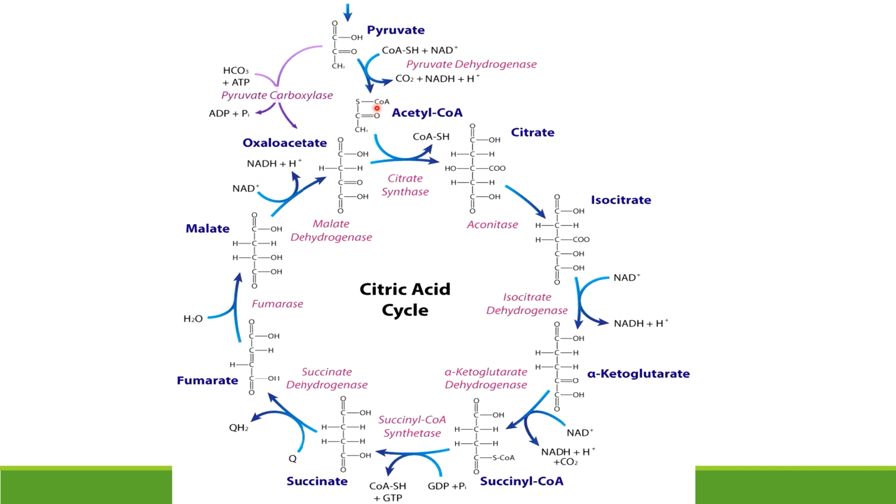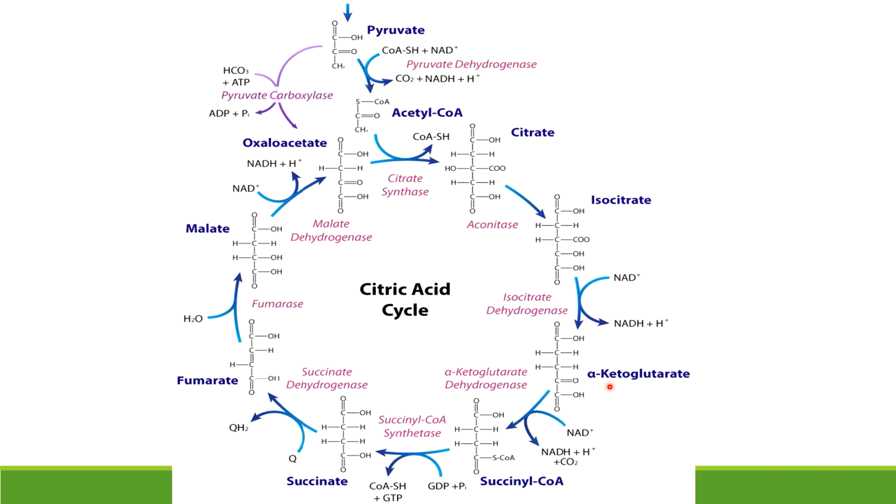Oxaloacetate condenses with acetyl CoA to produce citrate, catalyzed by the enzyme citrate synthase. Now this citrate is converted to isocitrate by the enzyme aconitase. This is a two-step process. Isocitrate is converted to alpha ketoglutarate by the enzyme isocitrate dehydrogenase. This is again a two-step process, and here you have NADH produced and one molecule of carbon dioxide is lost.